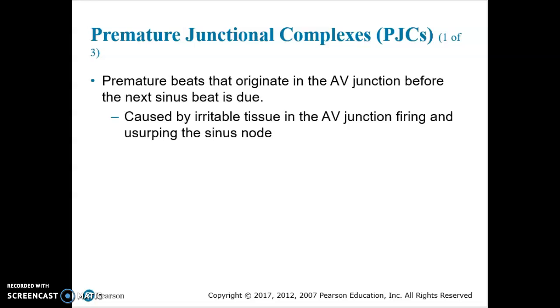So the sinus node is the pacemaker of the heart. It fires, it sends the signals down the electrical pathway through the AV junction, through the ventricles. What happens is, before the next SA node or the next sinus beat is due, the AV junction sends out a signal. It's caused by irritable tissue in the AV junction that fires, and it takes over the sinus node.